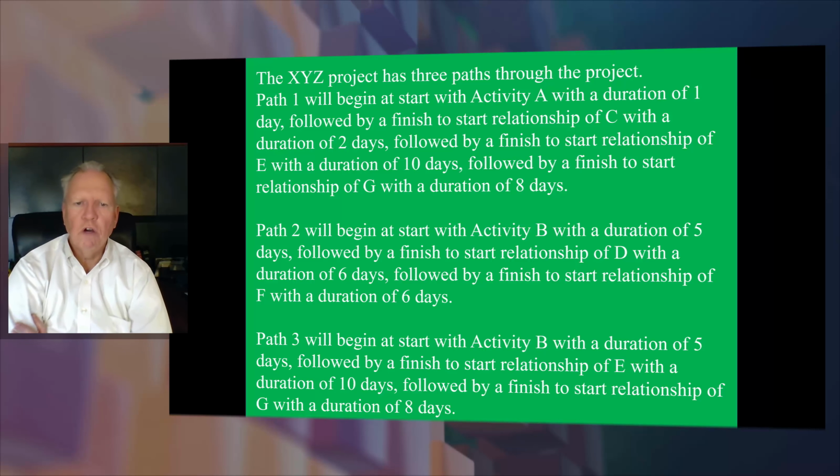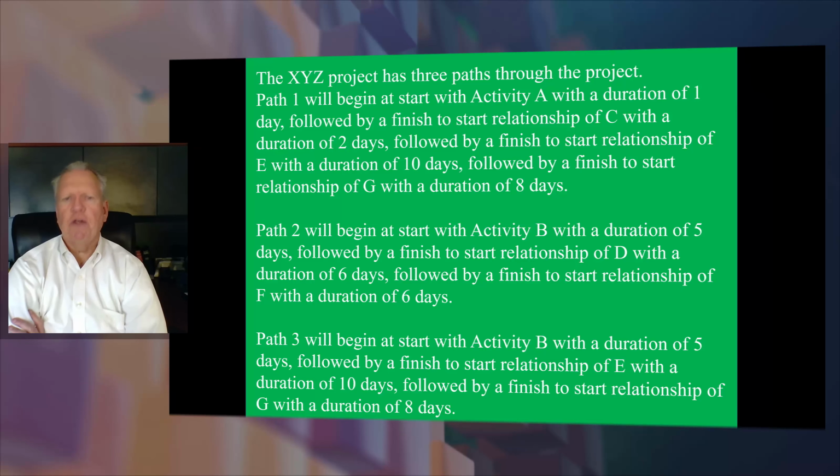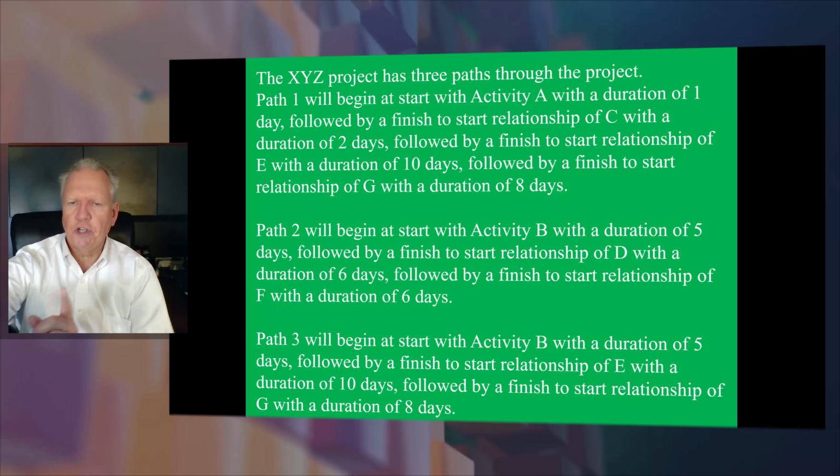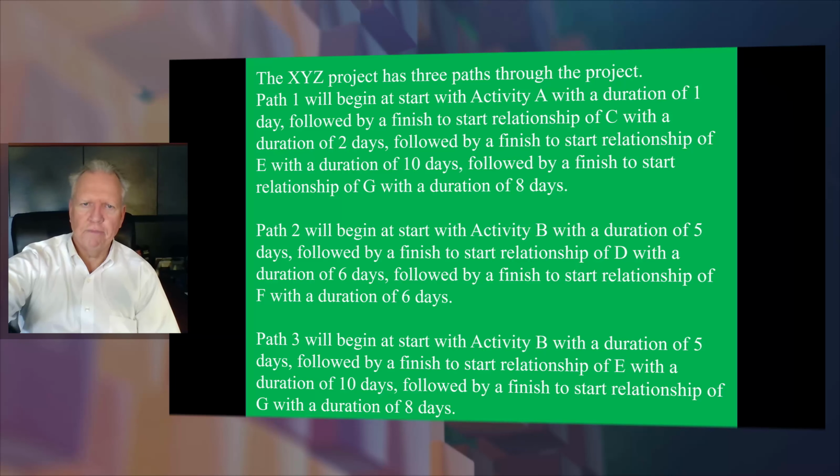Path 3 will begin at start with activity B with a duration of 5 days, followed by a finish to start relationship of E with a duration of 10 days, followed by a finish to start relationship of G with a duration of 8 days. All right, so let me show you how this is going to look in a graphic.